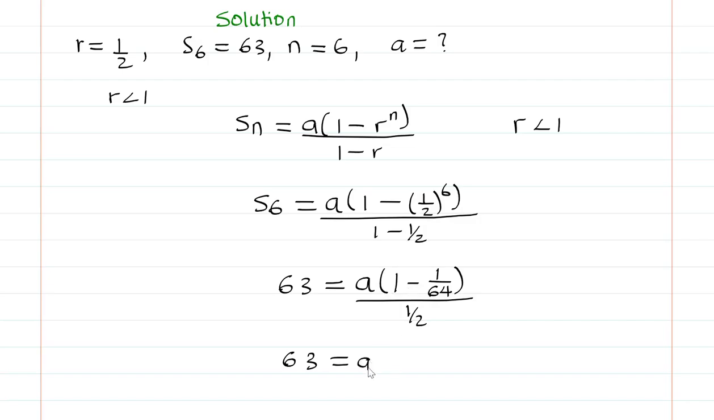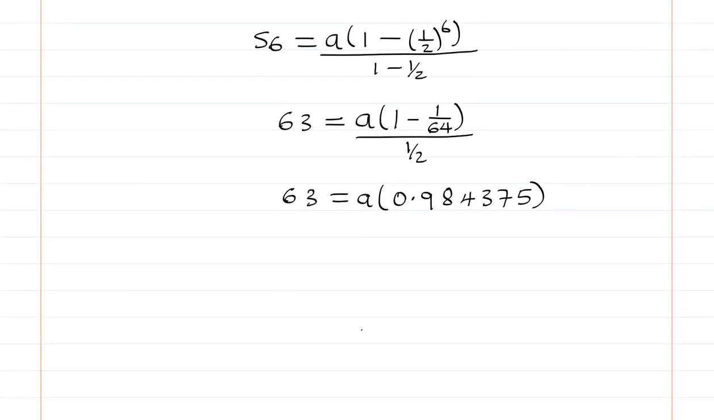I'm getting A into 1 minus 1 over 64 is 0.984375. But remember, this is still over half, right? So divide by half. I'm going to divide this number by half. 0.984375 divided by half on the calculator.